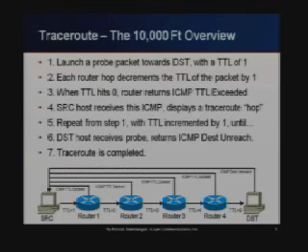So, the 10,000-foot overview of how Traceroute works, which I'm sure most people know: the gist is you launch a probe packet towards whatever your destination IP is with a TTL of 1, and every router that touches the packet decrements the TTL by 1, and when the TTL hits 0, the router discards the packet and sends back an ICMP message that says the TTL was exceeded. This mechanism is there to prevent routing loops, but it also helps for Traceroute because you're able to send out incremental probes and see every hop along the way.